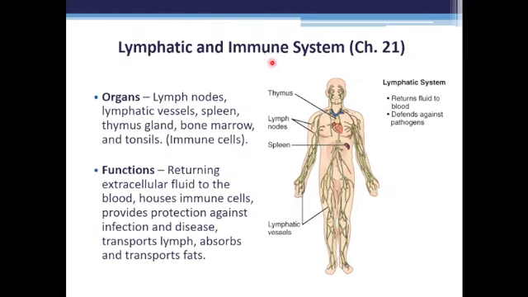Next is the lymphatic and immune system, chapter 21. Here we have lymph nodes, the spleen, the thymus gland in our neck, and lymphatic vessels. It also includes bone marrow and tonsils in our mouth. The basic functions of the lymphatic and immune system are to return extracellular fluid to the blood. It houses immune cells. Immune cells provide protection against diseases.